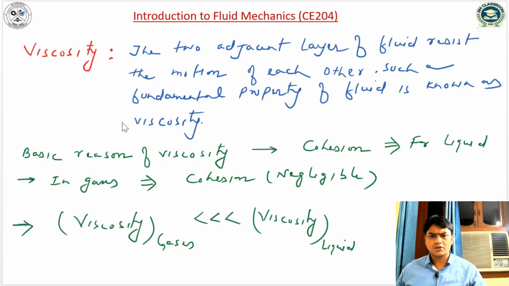So let us discuss viscosity. What is viscosity? Viscosity is defined as the resistance that two adjacent layers of fluid offer to the motion of each other, and we know that the basic reason for viscosity is cohesion, and in liquids cohesion is much greater as compared to gas. That's why the viscosity of gases is much lesser as compared to liquids.